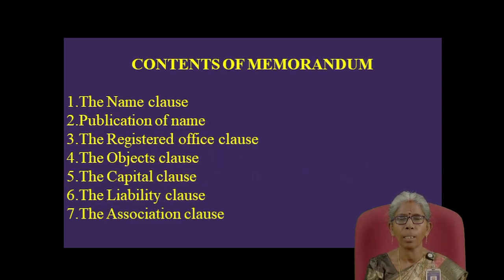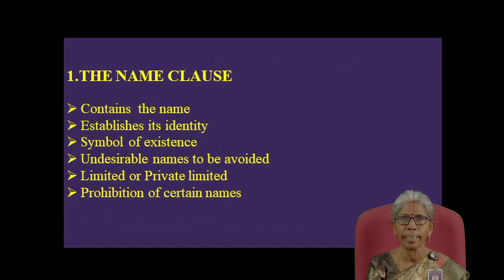Now we shall discuss about the contents of memorandum. First, the name clause. Second, publication of name. Third one, the registered office clause. Fourth, the objects clause. Fifth one, the capital clause. Sixth one, the liability clause. And the seventh one, the association clause. Now let us discuss each clause in detail.